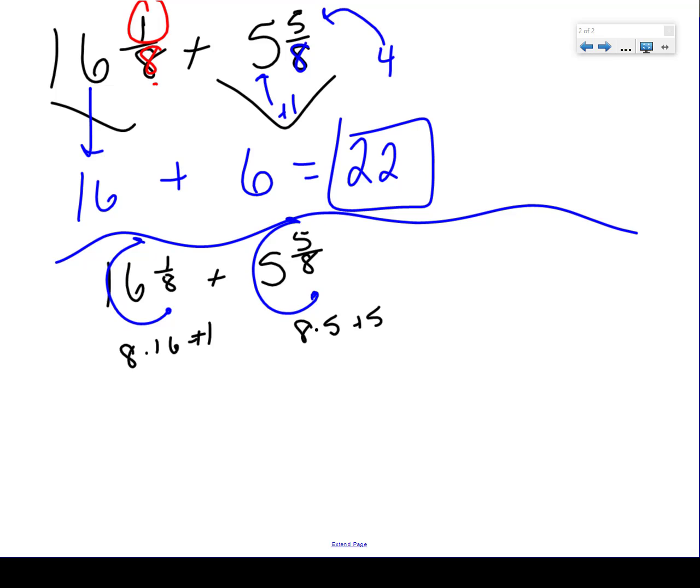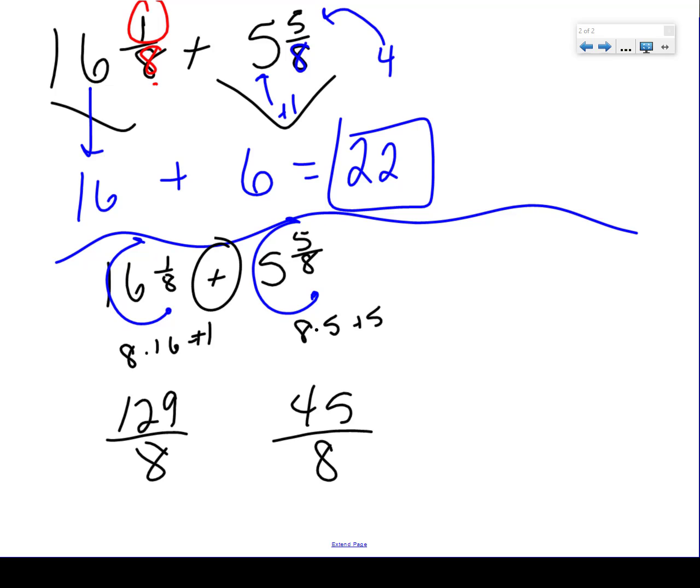So these became 129 over 8 and 45 over 8. Notice this was an addition problem, so I brought down my plus sign. And this is a problem of adding the numerators and bringing over the denominator. In this case, I didn't even have to do any work to change these to match because these were already like fractions, okay? So that's why I'm just adding the numerators.